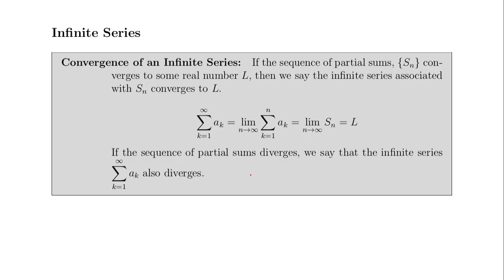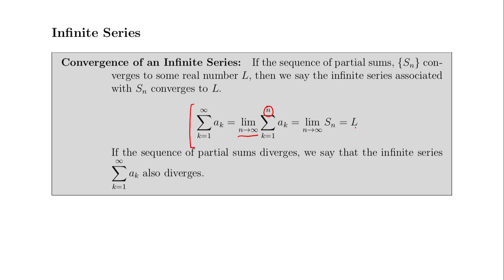And here's our big result. If the sequence of partial sums, S sub 1, S sub 2, S sub 3, S sub 4, converges to some real number L, then we say the infinite series associated with it converges to L. Essentially, the math notation looks like this. Instead of looking at a series counting up to infinity, we can count it up to n and apply a limit. But then, this thing is the definition of S sub n, the partial sum.